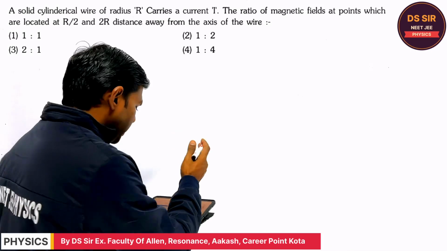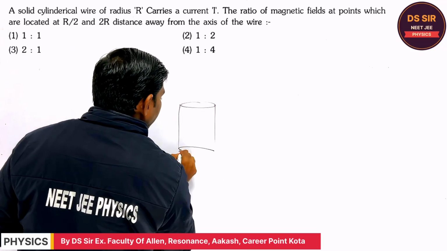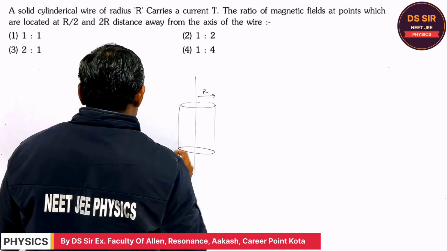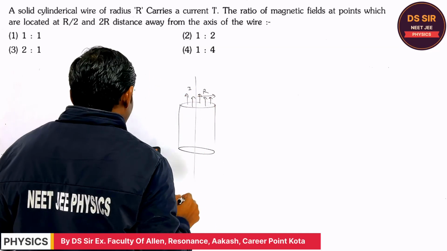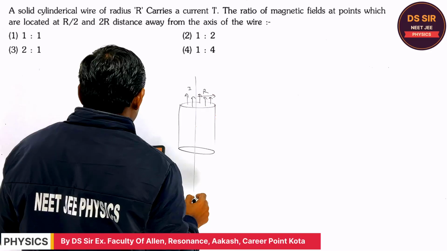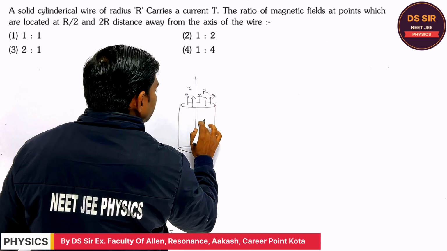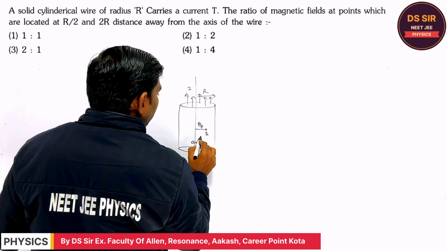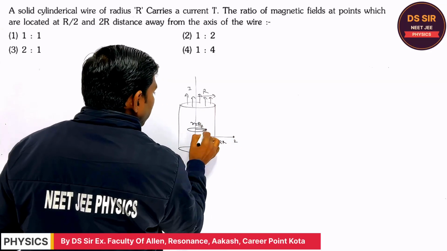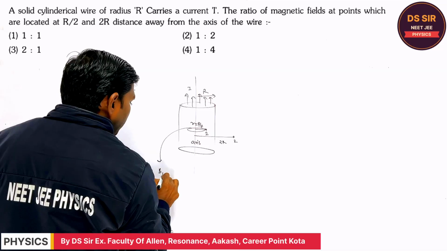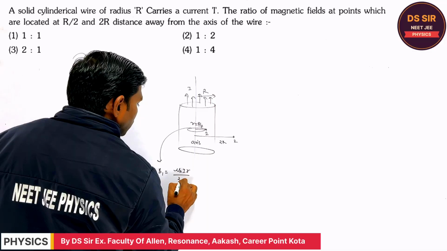Copy this. So read this question. In this question, a solid cylindrical wire has radius capital R. The total current carried by the wire is I. You have to find the ratio of the magnetic field from the axis at R by 2 distance, this is R by 2, and from the axis at 2R. Are you getting? So for inside, the magnetic field formula is what? Mu naught I r upon 2 pi R square.